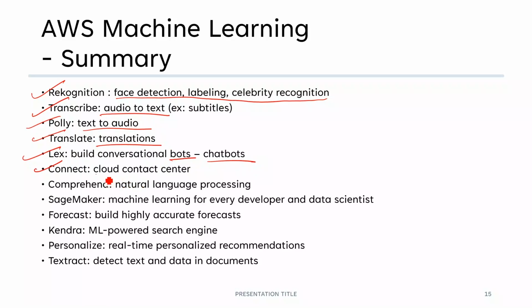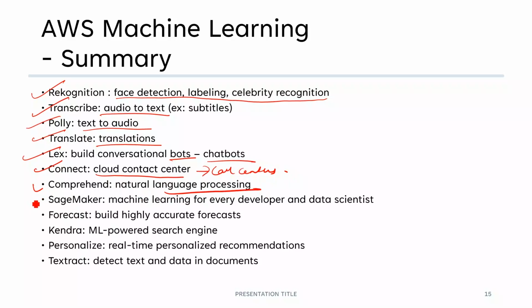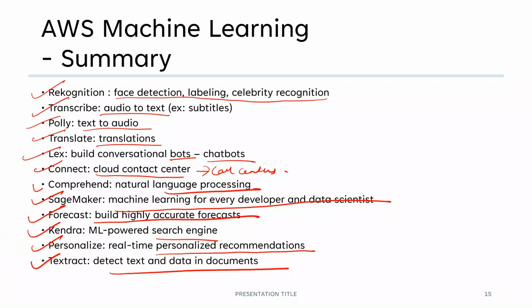Connect is for cloud contact center or call centers, automating call centers. Comprehend, natural language processing. SageMaker, right? Machine learning for every developer and data scientist, right? Forecast is for accurate forecasts. Kendra is a document search engine, or you can just say extract data from documents from various data sources. Personalize is for real-time personalized recommendations, like a recommendation engine, and Textract is to detect text and data in documents. That's it.